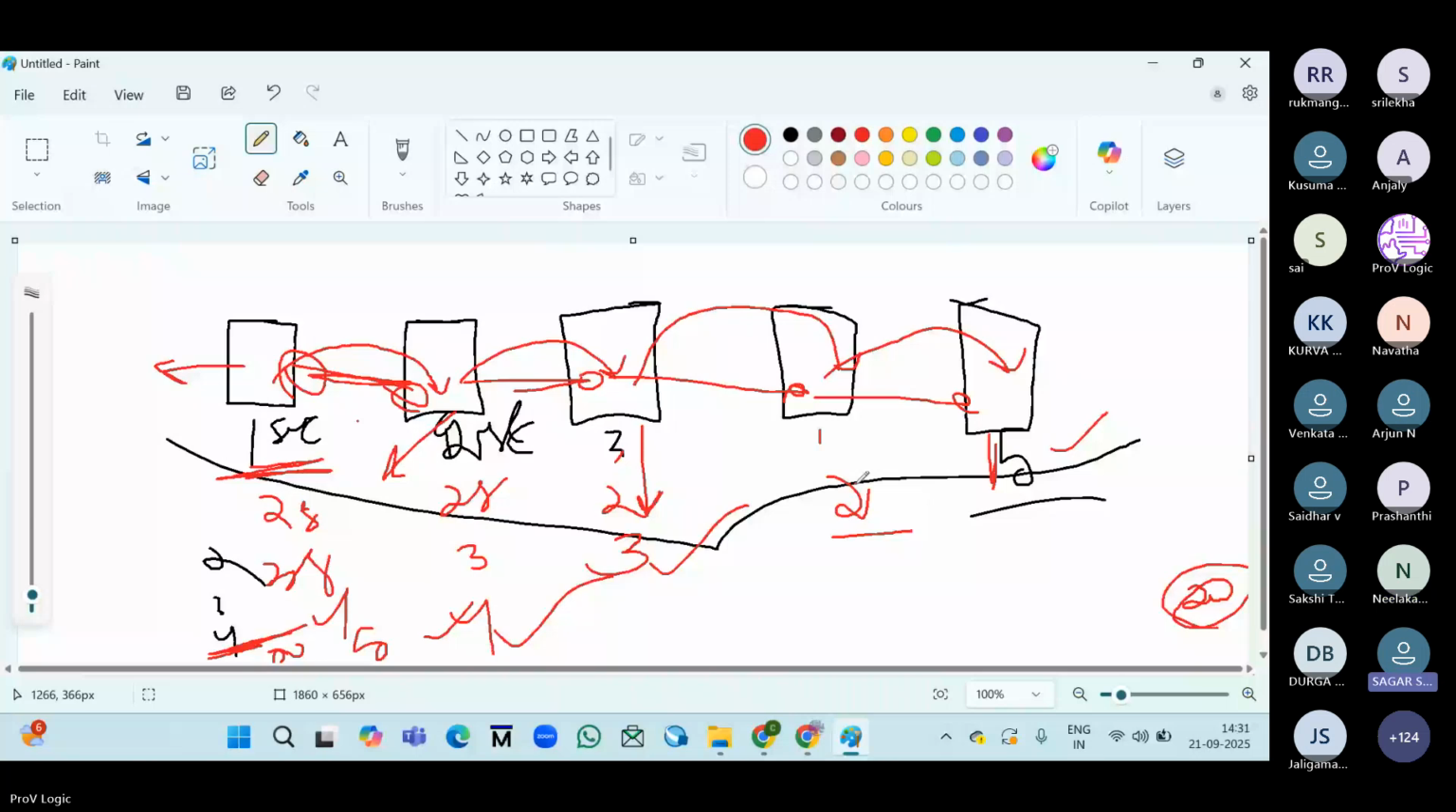Okay. So both CISC and RISC are pipelined. Yeah. Without pipeline, CISC never works. Even RISC also. It just increases the speed of the operation.